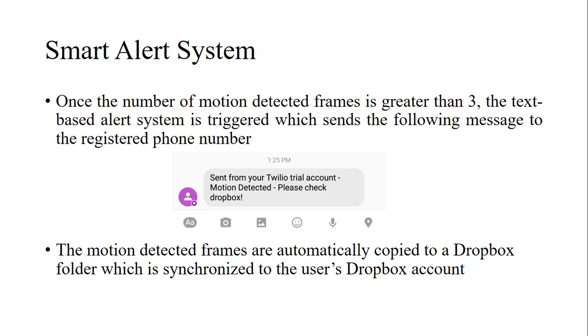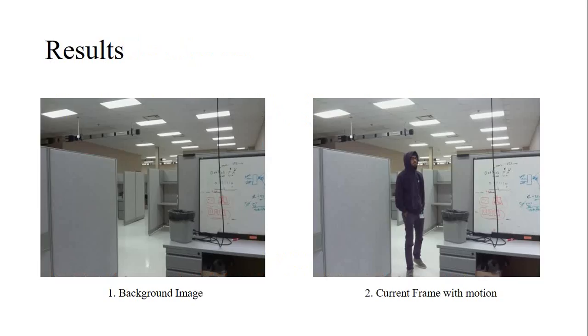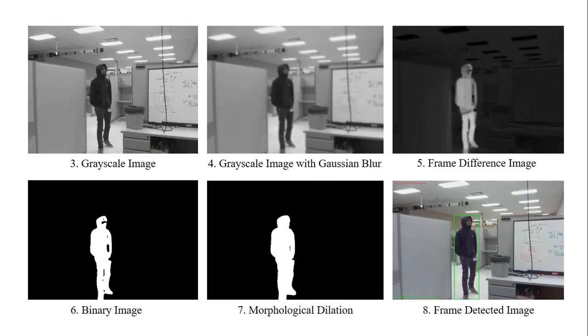Let us now take a look at the results. The first image is the background image, while the second image is the current frame with motion, or the image where a person enters the frame. Let us now take a look at how the algorithm performs. The motion frame is first converted to a grayscale image and Gaussian smoothing is applied to it, as seen in image number 4.